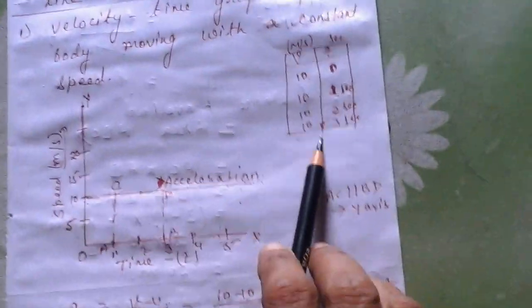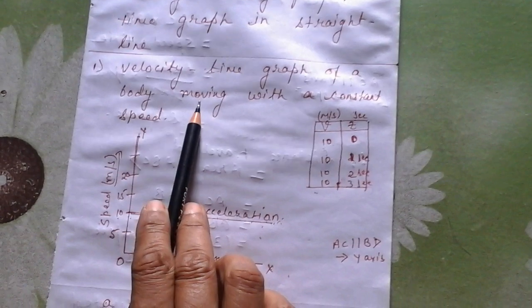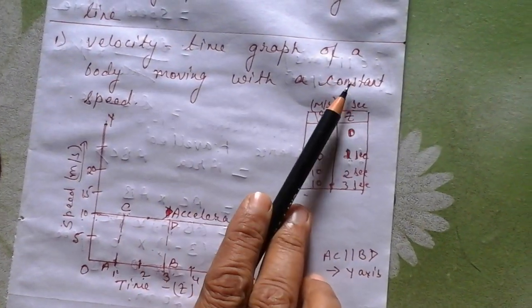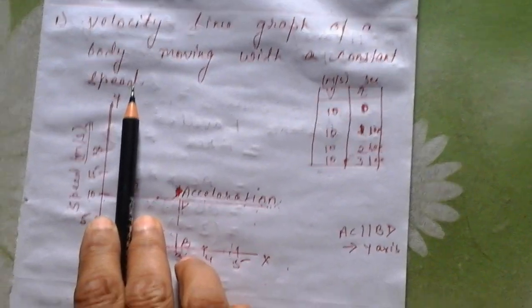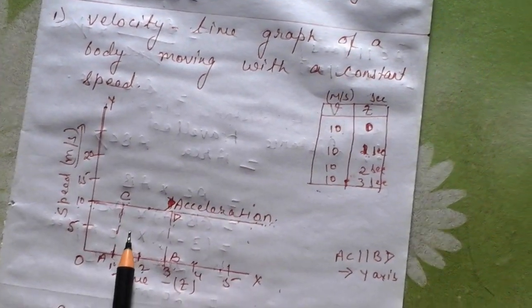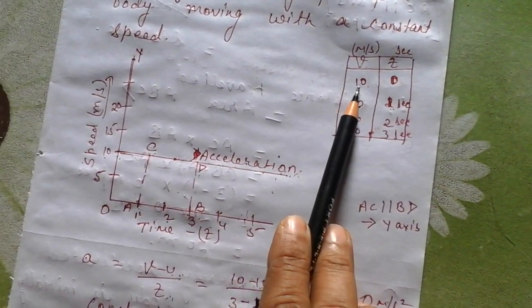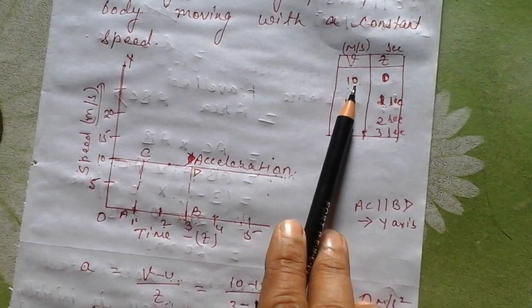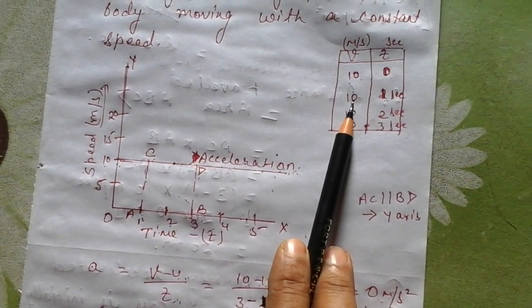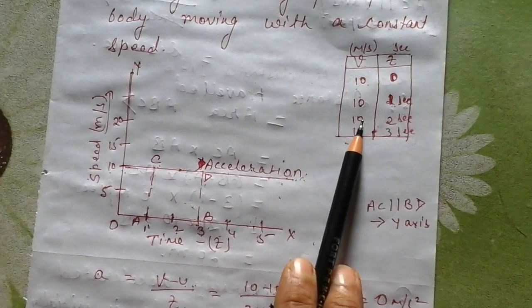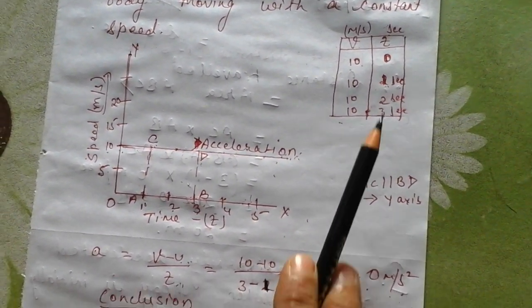Today we will discuss two types of graph. One by one I am showing you. So see here. The data I have given you is for a body moving with constant speed, and that graph I am showing you here. The body started with an initial speed of 10 meter per second. At the first second it is the same, 10 meter per second. At the second second, 10 meter per second. Like this it is going on. This data is represented in the graph.